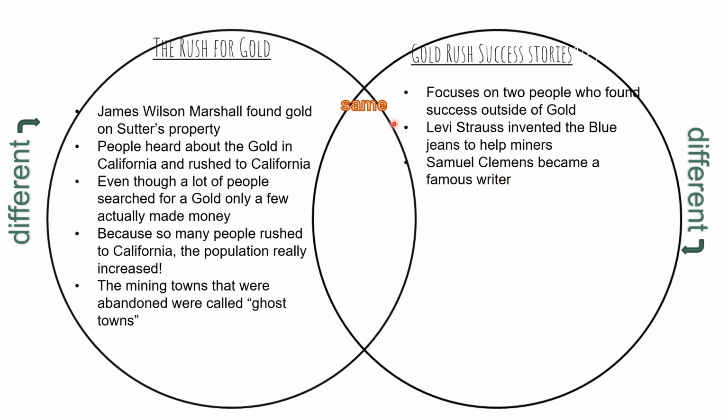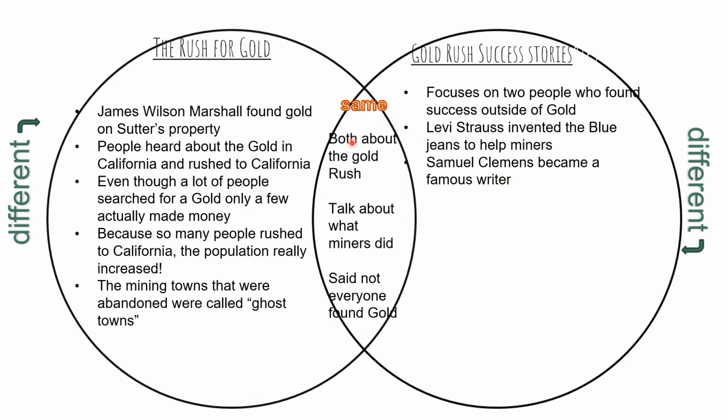Now, what was the same about the two stories? Well, definitely they were both about the gold rush. They both talked about what different miners did. Here in the Rush for Gold, it talked about how some of the miners became farmers after the gold rush, and it also talked about that in Gold Rush success stories too. And it also mentioned how some other people found different jobs, just like Levi Strauss and Samuel Clemens. Both stories talked about how not everybody found gold.